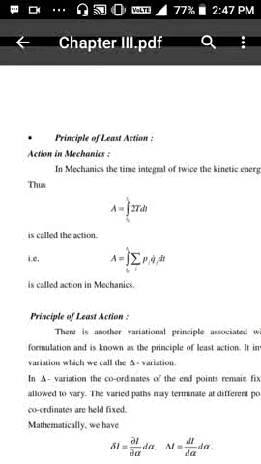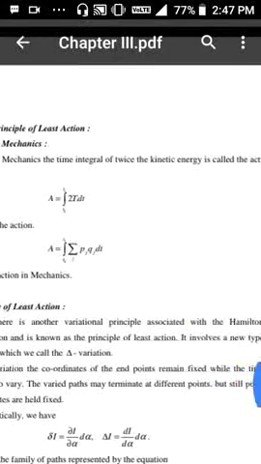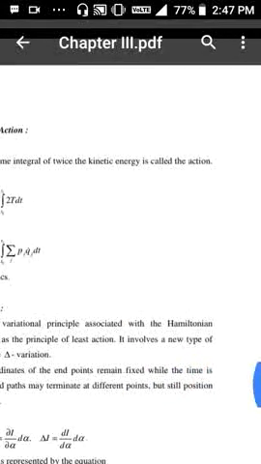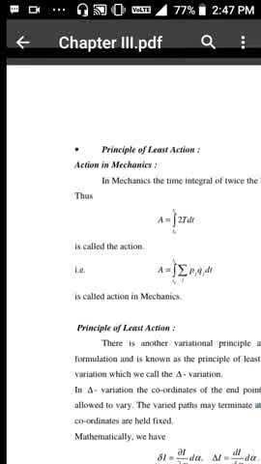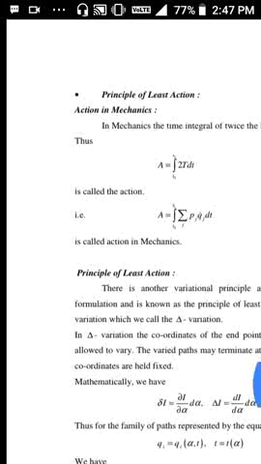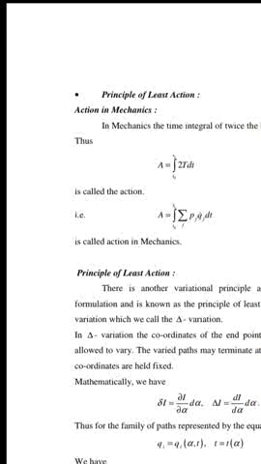Action in mechanics. Now the statement. In mechanics, the time integral of the kinetic energy T is called the action. Thus, A is equal to the integral from t0 to t1 of T dt. It is also written as A is equal to the integral from t0 to t1 of the summation of pj qj dot dt. It is called action in mechanics.